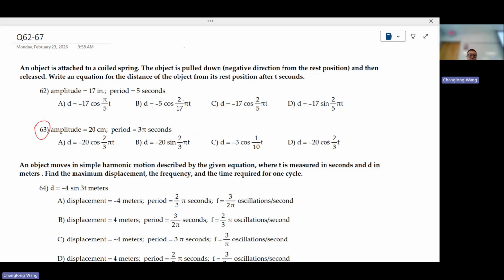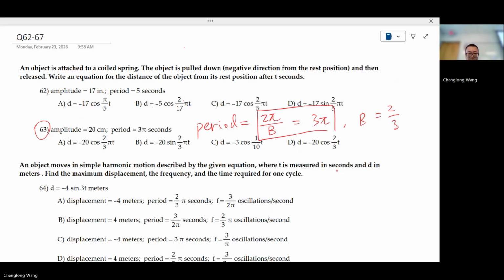positive distance, right? Now, what I suggest is that you work out the period, or remember the period formula is 2 pi over the b, right? The value of the b, which is the number in front of the variable. So in this case, we want the period to be 3 pi. You see that the b has to be 2/3 to make it work, right? Just solving for the b from this equation. Now, once you see that the b is 2/3, that leaves you only one option.